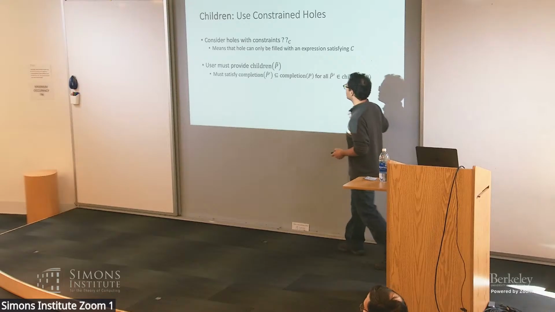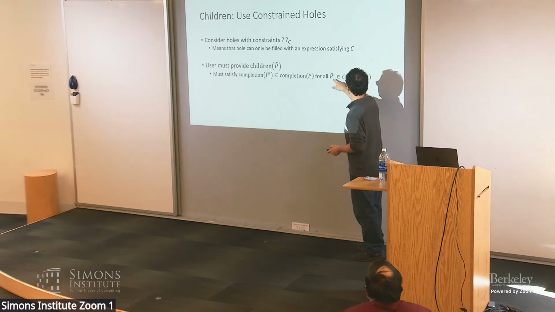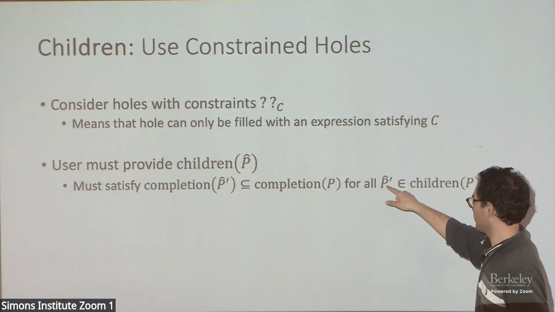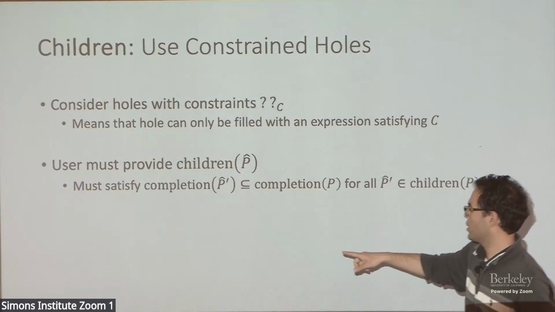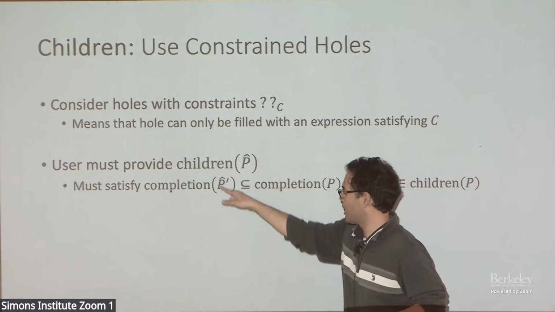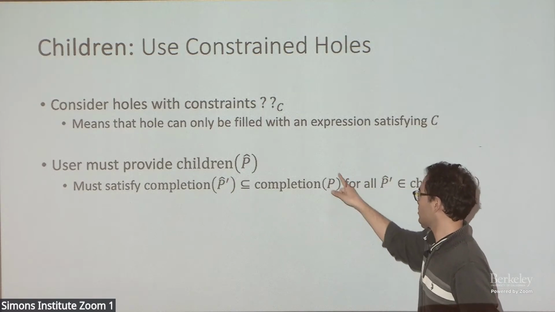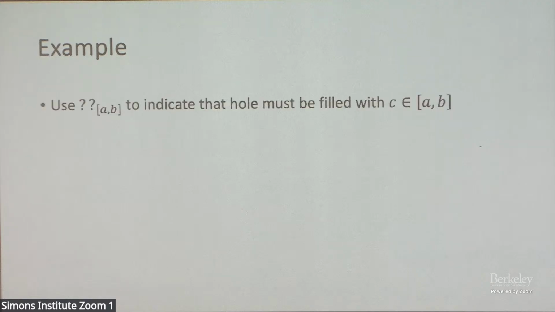But yeah, the condition is that if I have a child, this should be p hat here, whatever function you give me, the children function, if I have a child, then the completions of that child, where completions are all possible programs that can be obtained from a partial program, so the completions of p hat prime are a subset of the completions of p hat. Both of these should be hatted here. Okay, but an example I think will help.